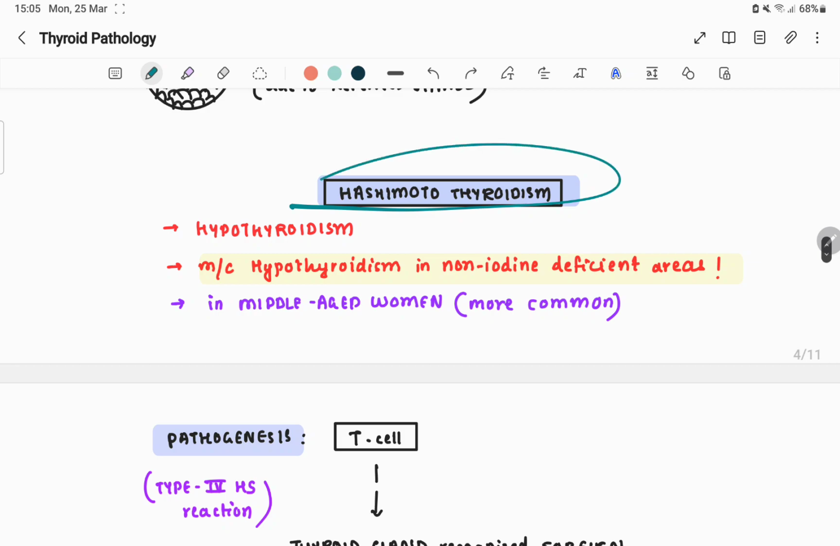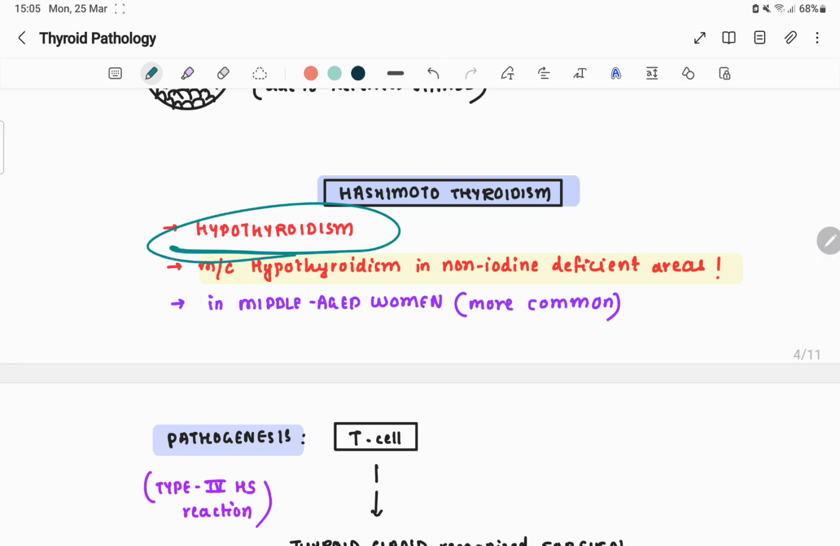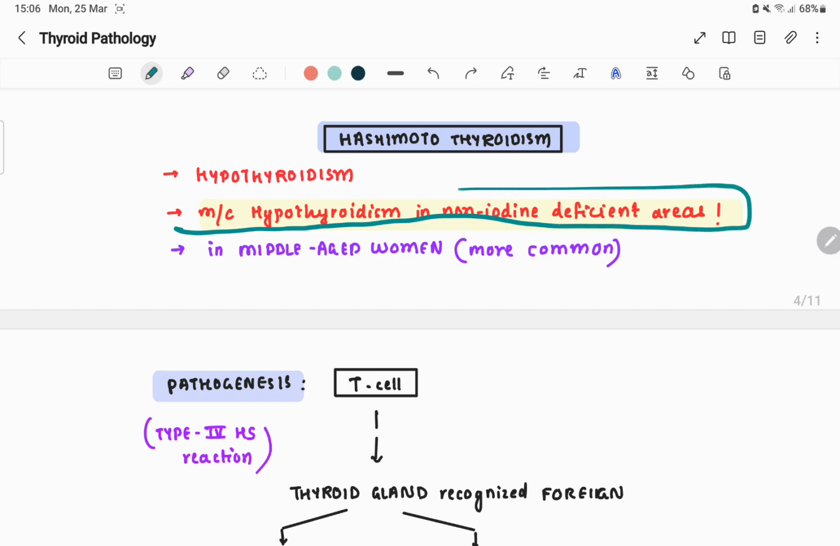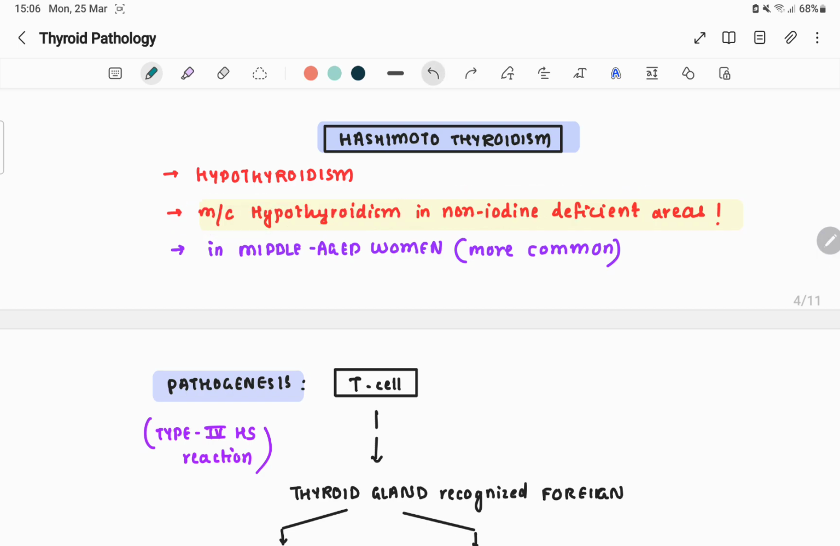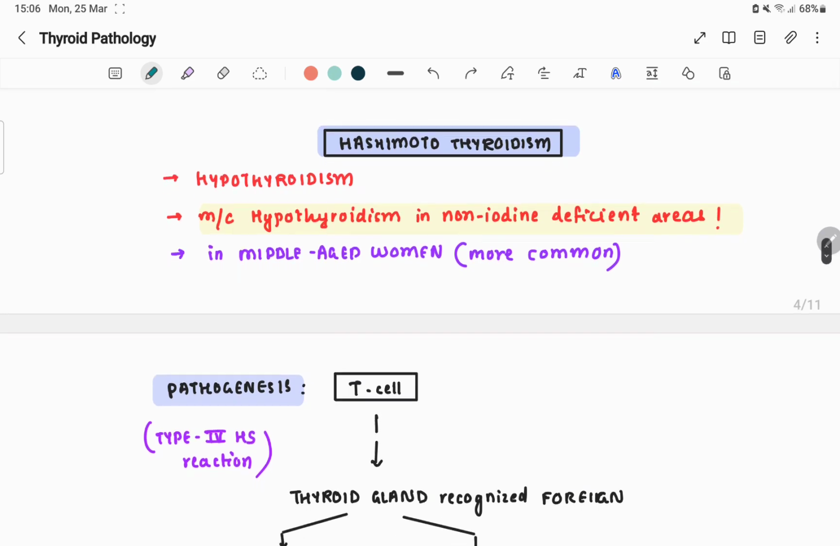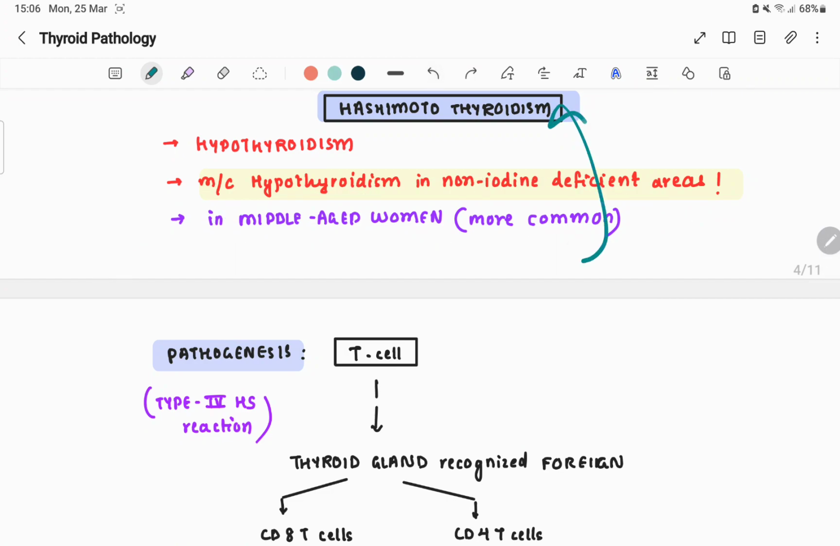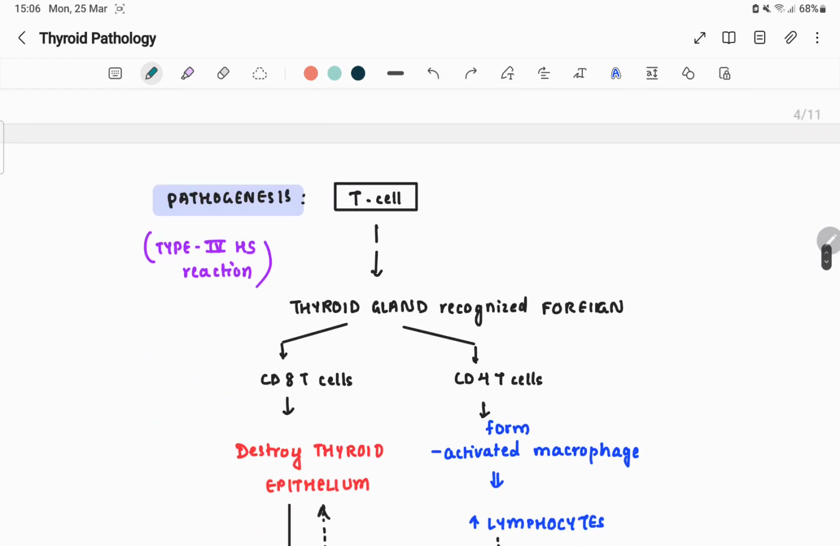Let's talk about Hashimoto's thyroiditis. It is a hypothyroid condition, the most common cause of hypothyroidism in non-iodine deficient areas, that is plain areas. Iodine deficient areas are basically hilly areas, so goiter is called an endemic goiter because it is endemic to your hilly areas. Hashimoto's occurs in middle-aged women, more commonly because it is an autoimmune disorder simply. Pathogenesis is a type 4 hypersensitivity reaction.